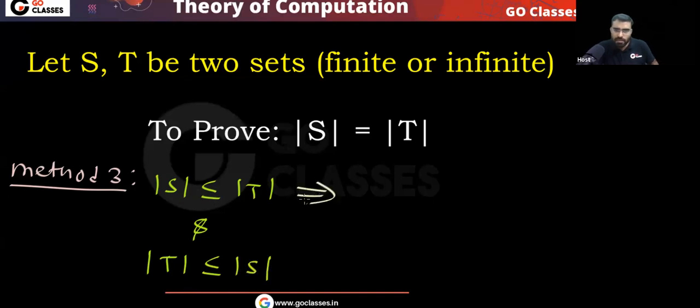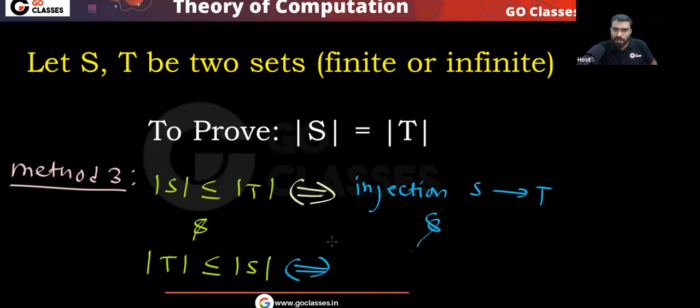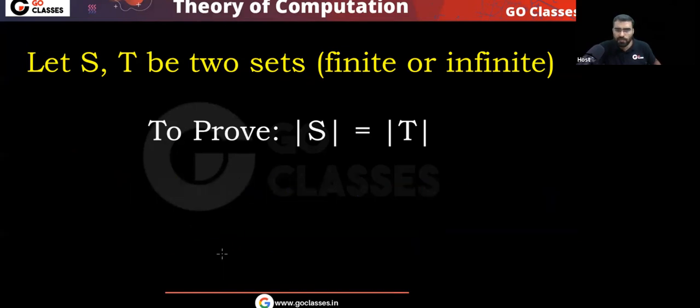Now remember, if you want to do this, you can create an injection from S to T. And if you want to do the other, then you can create a surjection from S to T. Yes or no? So you can create an injection from S to T, and you can also create a surjection from S to T. So this is how you can also prove it. Is this clear? Are all these points clear? Let me know. What is method number 4?